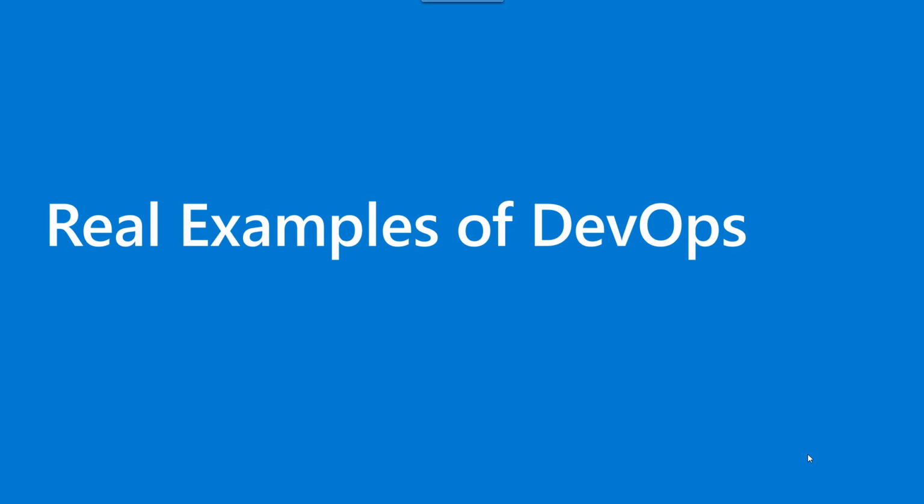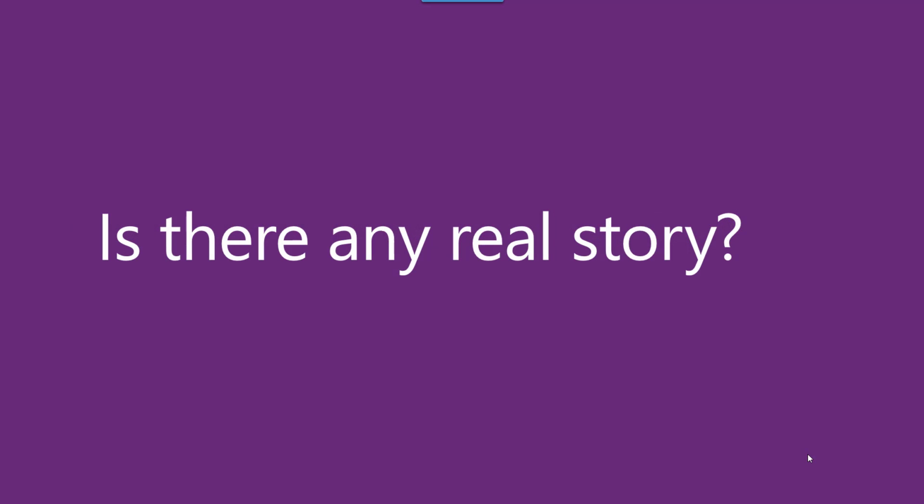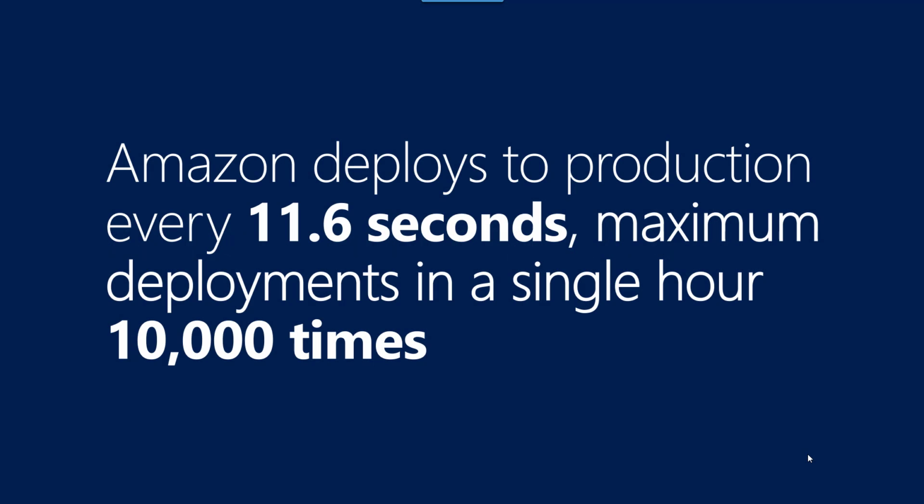Real examples of DevOps. Is there any real story we can see? Yes, if we look at Amazon, it deploys to production every 11.6 seconds. The maximum deployment in a single hour is around 10,000 times. And there is a great session by the Amazon team explaining their journey to continuous delivery.